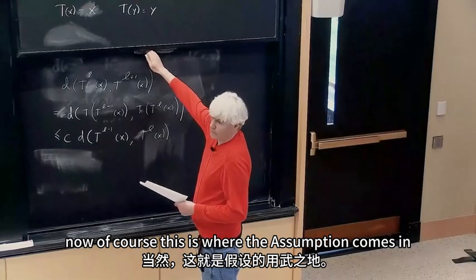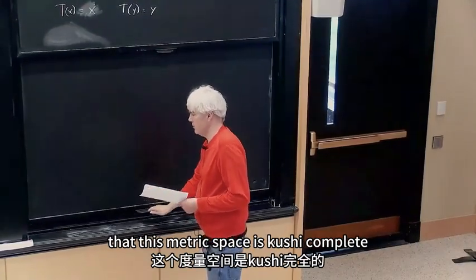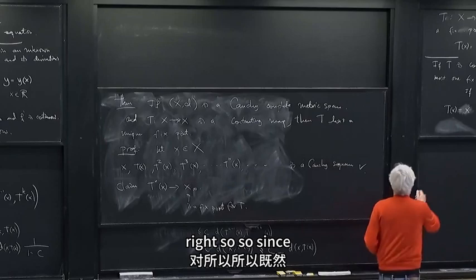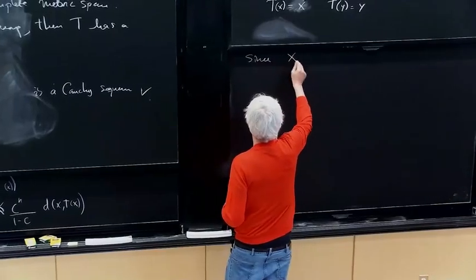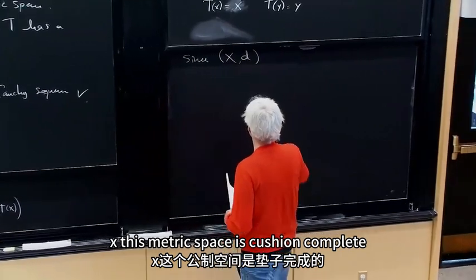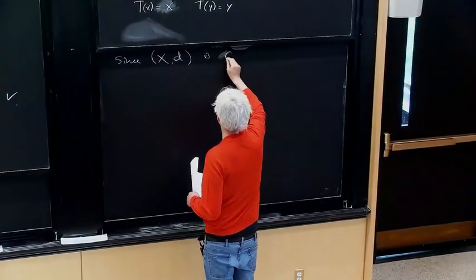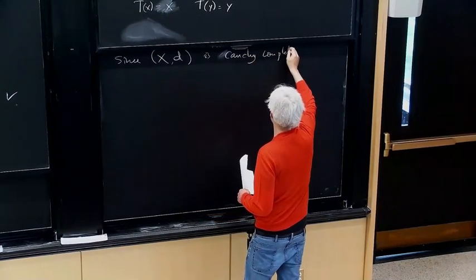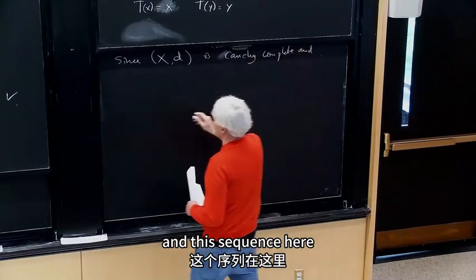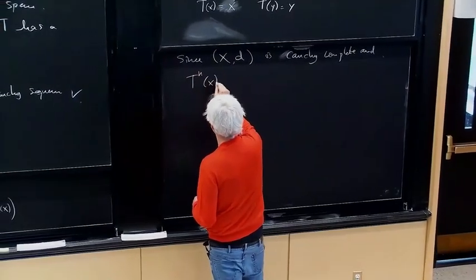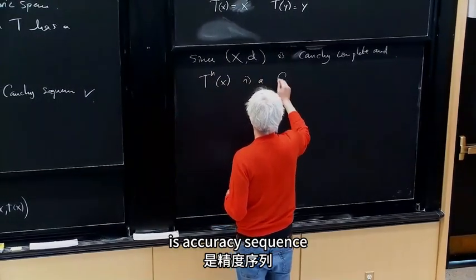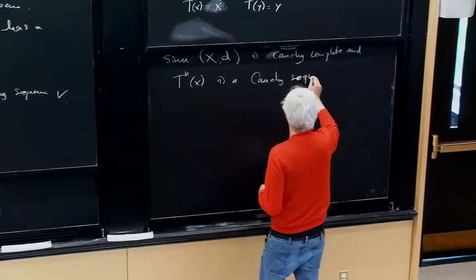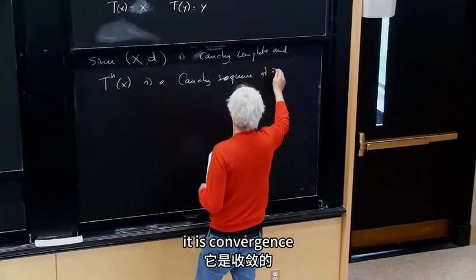Now, of course, this is where the assumption comes in that this metric space is Cauchy complete. So since X, this metric space, is Cauchy complete, and this sequence here is a Cauchy sequence, it is convergent.